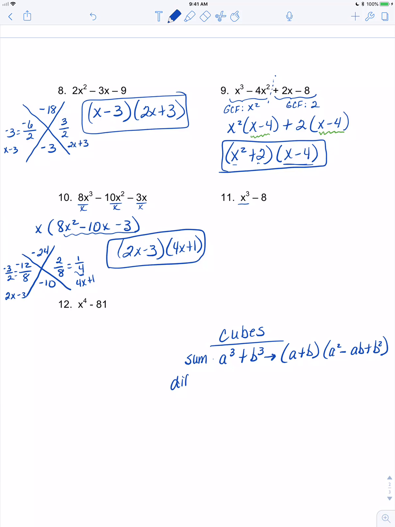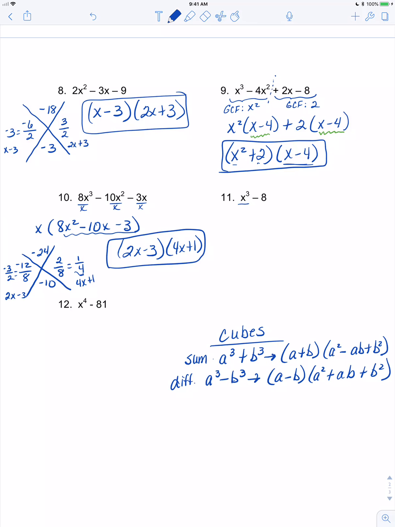If it is the difference of 2 cubes, a cubed minus b cubed, it always factors into a minus b, a squared, plus ab plus b squared.